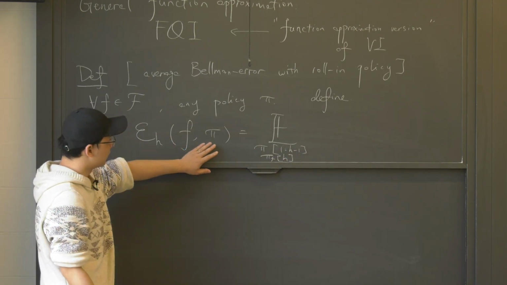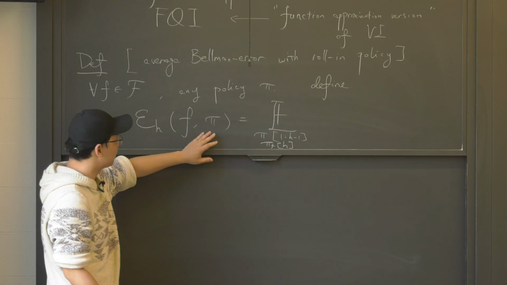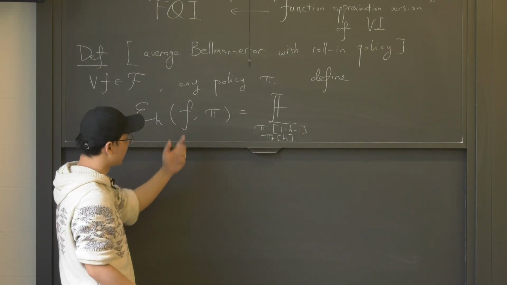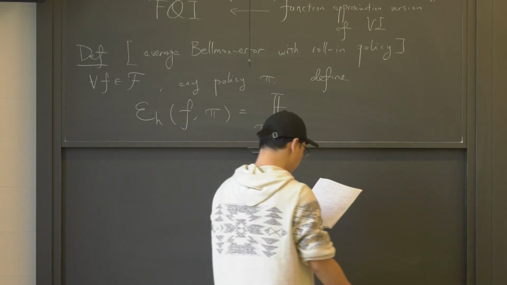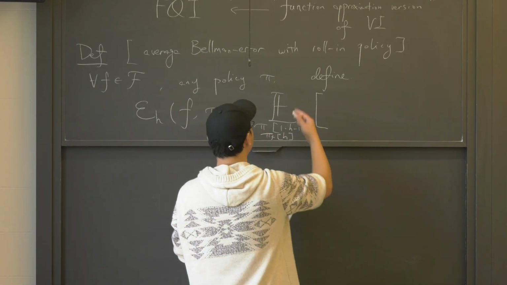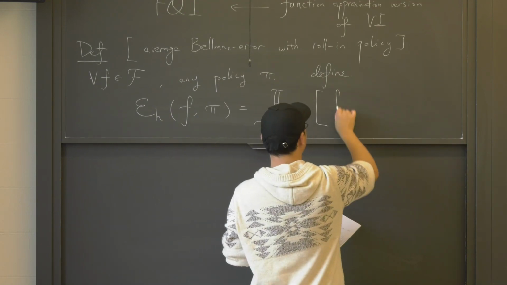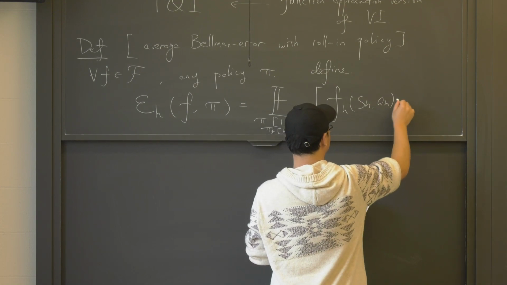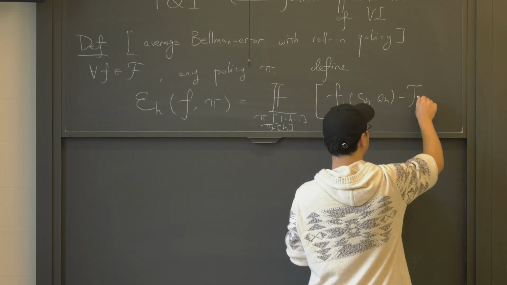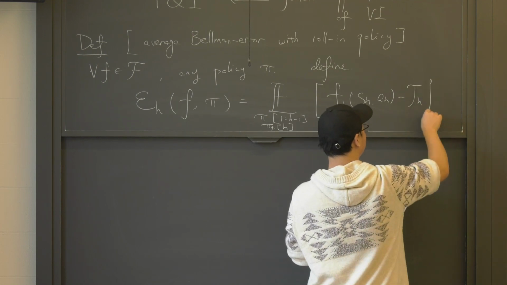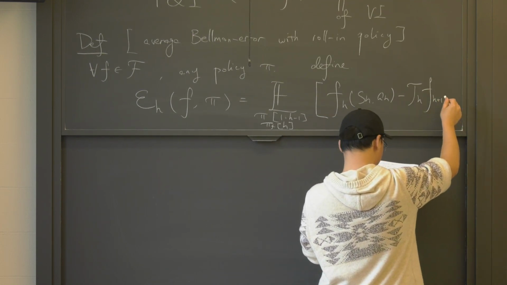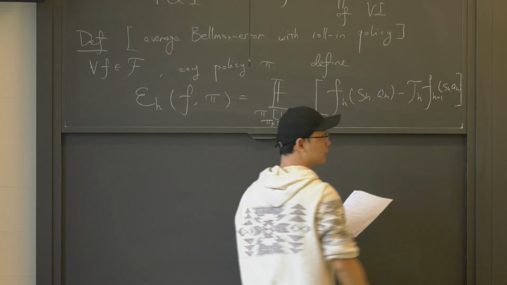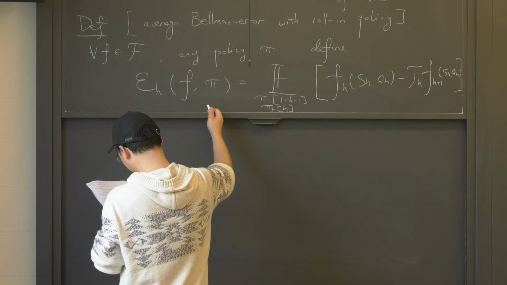So in the earlier steps, 1 to h minus 1, we use the roll-in policy pi. In step h, we use the greedy policy of this f to take the action. And then we look at the Bellman error, as the name suggests. The Bellman error looks at the value of the current step and the difference of this value to what we get if we apply the Bellman operator on the value of the next step.